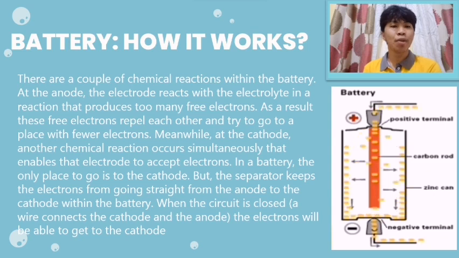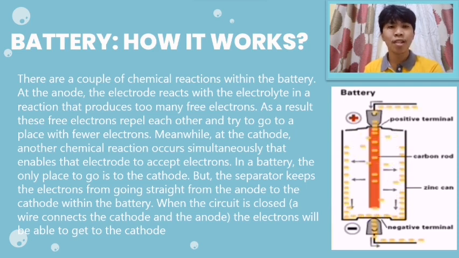The battery and how it works. There are a couple of chemical reactions within the battery. At the anode, the electrode reacts with the electrolyte in a reaction that produces too many free electrons. As a result, these free electrons repel each other and try to go to a place with fewer electrons. Meanwhile, at the cathode, another chemical reaction occurs simultaneously that enables the electrode to accept electrons.